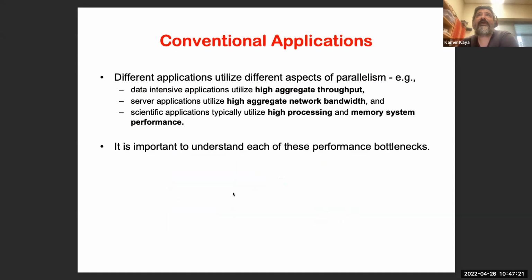Okay. So I told you that different applications utilize different aspects of parallelism, different aspects of components, in fact. Data-intensive applications utilize high aggregate throughput, server applications utilize high aggregate network bandwidth, and scientific applications typically utilize high processing and memory system performance. And this is the place where we use HPC the most, in fact.